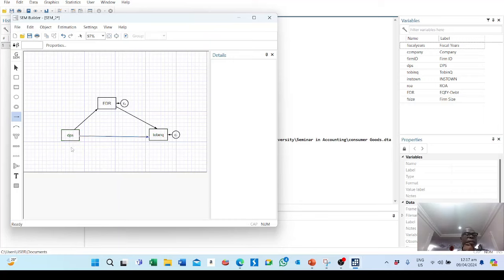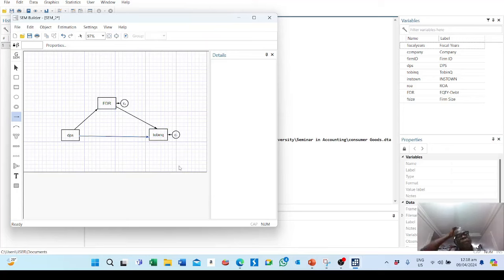What we are saying now is dividend per share has a direct impact on equity debt ratio. That's a direct path. Another direct path is the equity debt ratio on TobinsQ. And the third direct path is dividend per share on TobinsQ. While the only indirect path here is the path where dividend per share goes through EDR to impact on TobinsQ. That will be the indirect path.